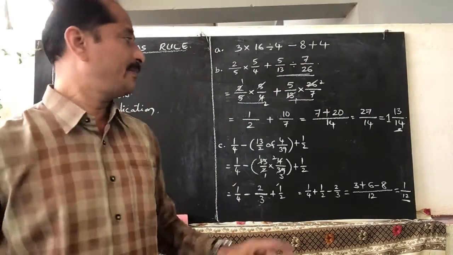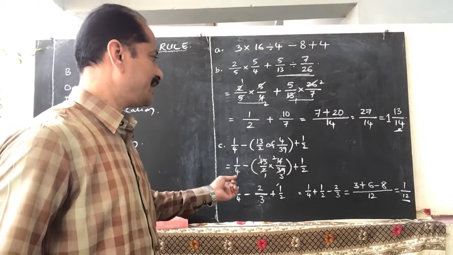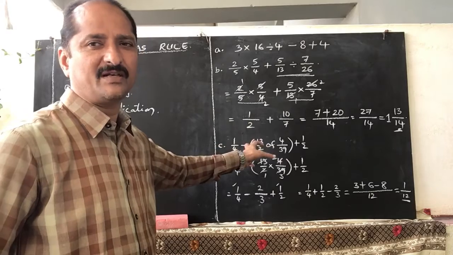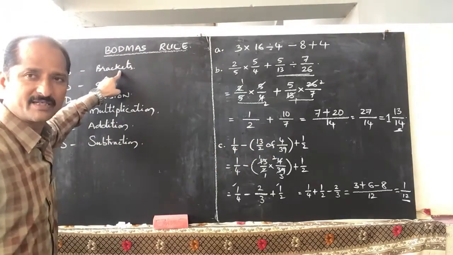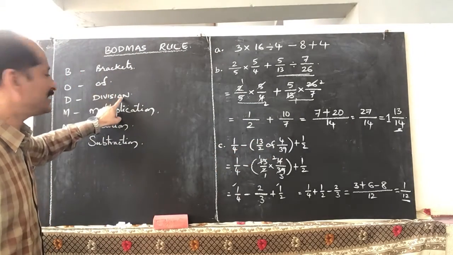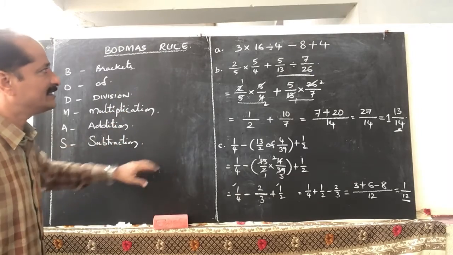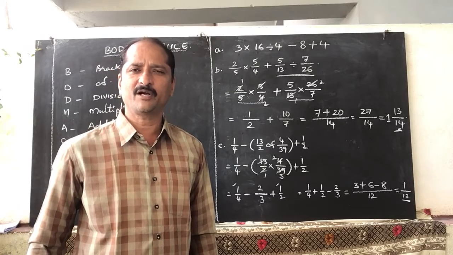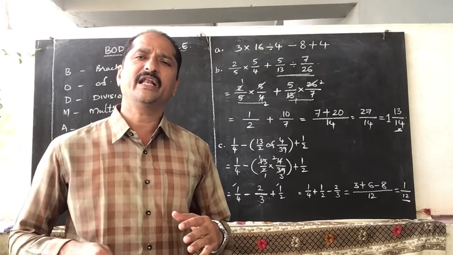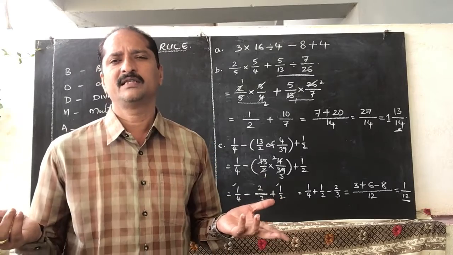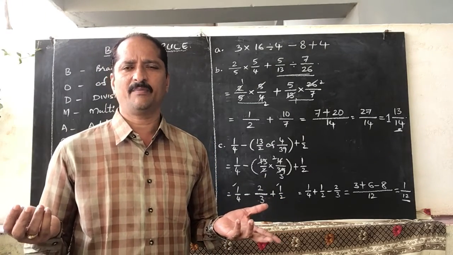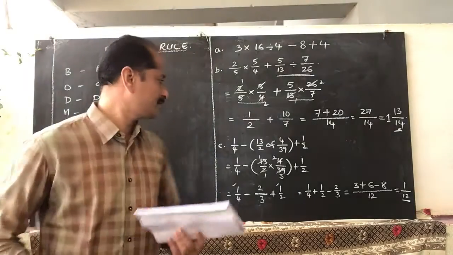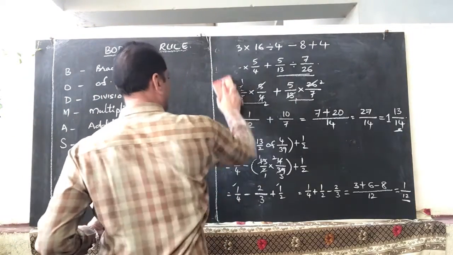Like this, brackets, of, multiplication and division, whatever it may be, we have to perform in order. Brackets you have to perform first, then of, division, multiplication, addition, subtraction. This is known as the BODMAS rule. With the help of this BODMAS rule, we can do any number of simplifications. One more example we can see here, so that also we can come to a conclusion.